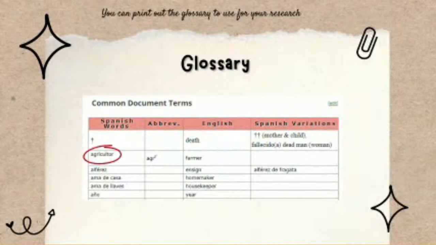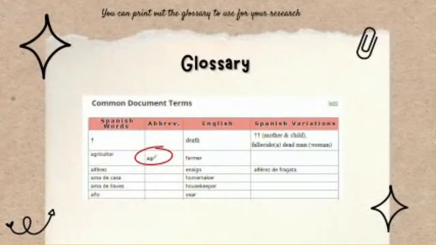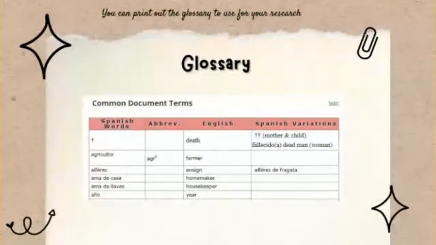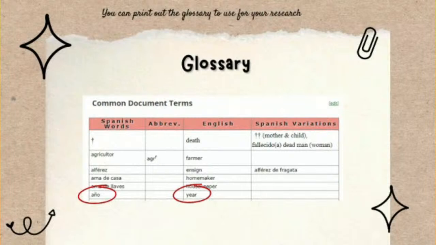Next is the Spanish word for farmer. You can see in the abbreviation column the letters that are commonly used to signify a farmer. This helps you determine what information is in the document. It also covers certain words, such as año, for year, that are used in many documents.